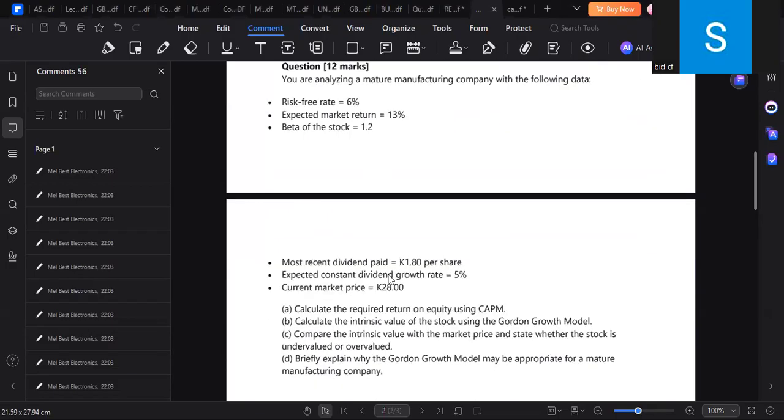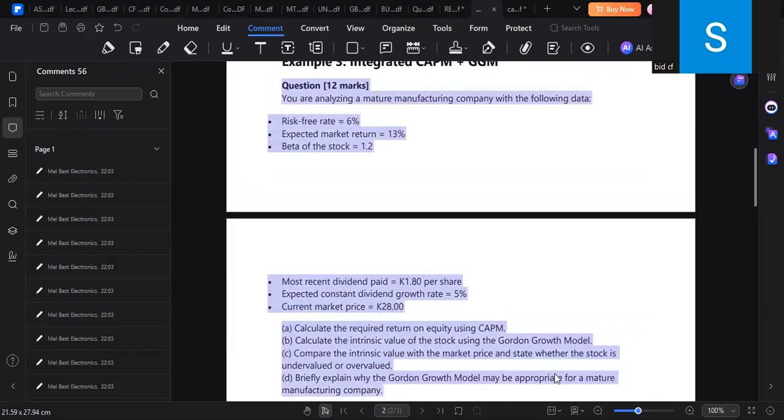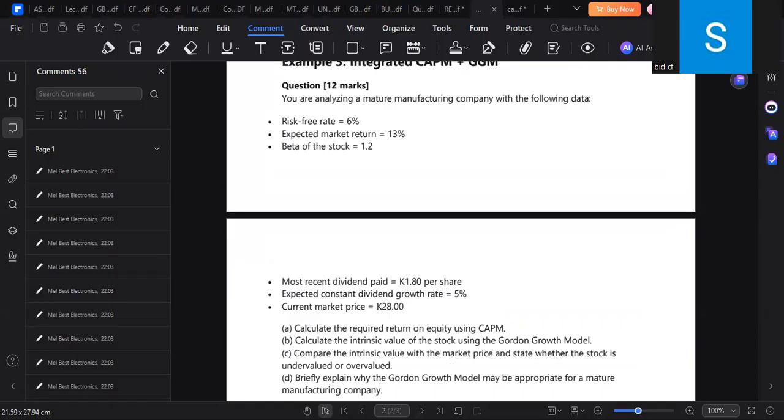So sometimes the CAPM model is combined with the Gordon's model. Now that I've taught you independently, we can consider doing them together. So let us answer this and we call it an evening.